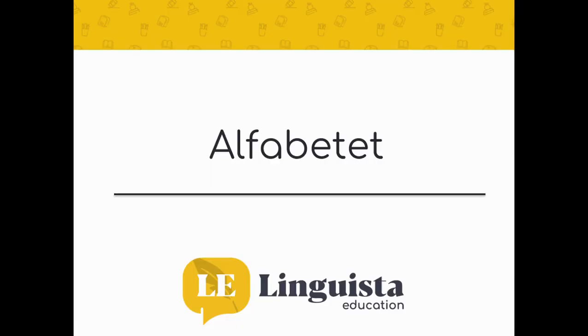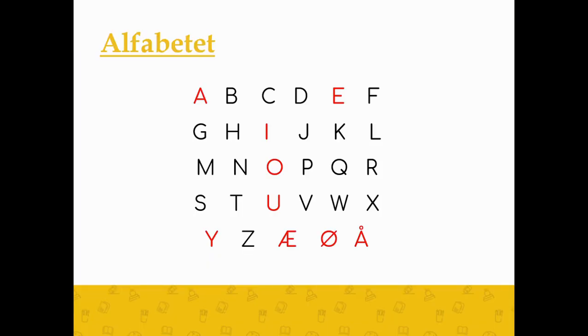Alfabetet, or in English, the alphabet. So, here is the Danish alphabet. Looks familiar, except for the last three letters. The Danish letters Æ, Ø, and Å. But don't worry, I'll get more into detail with these letters. For now, let's go through each letter and hear what it's called and learn a word that begins with the letter.